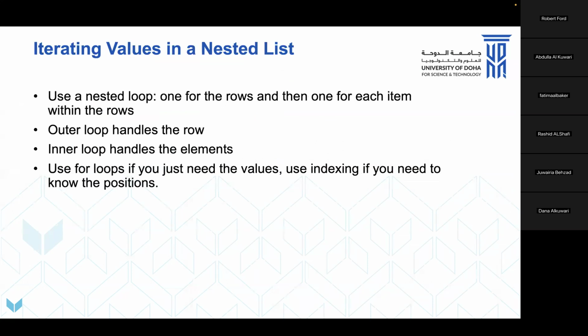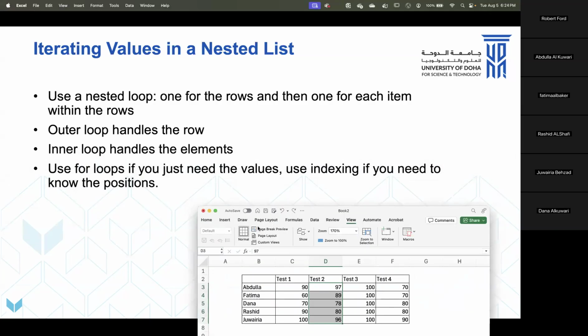All right, iterating values in a nested list. Ooh, we've actually kind of done this already. To be able to extract each of the individual items, what I have to do is use two loops. I have to use one for each of the rows, assuming row major order, which we always will, and then we need another loop inside that loop to handle each of the items within the row. So the outer loop handles the row, the inner loop handles the elements.